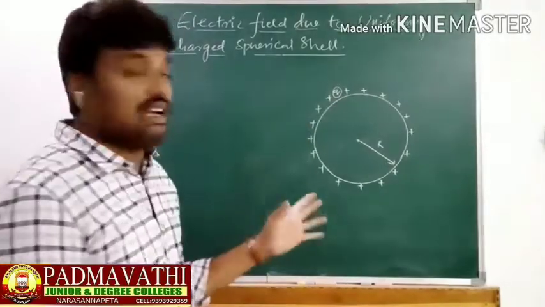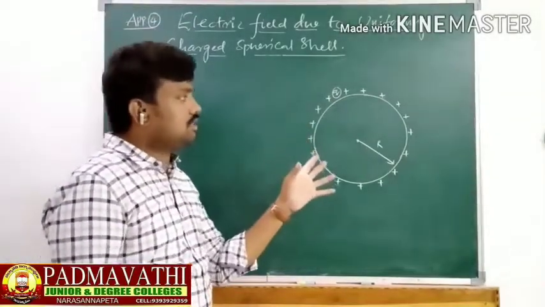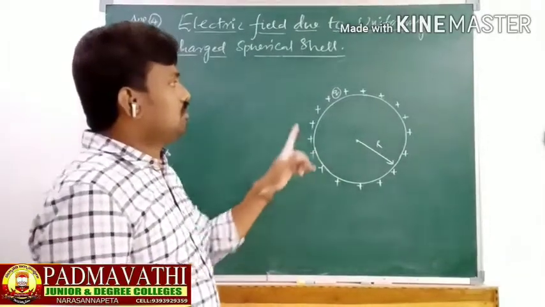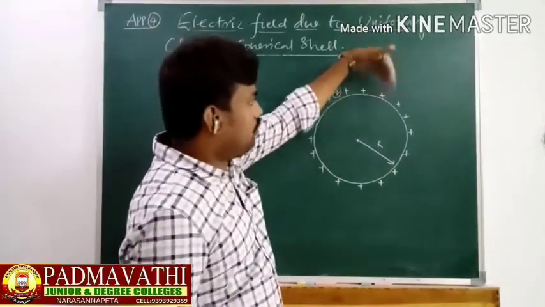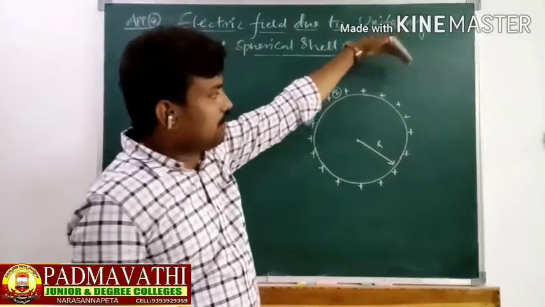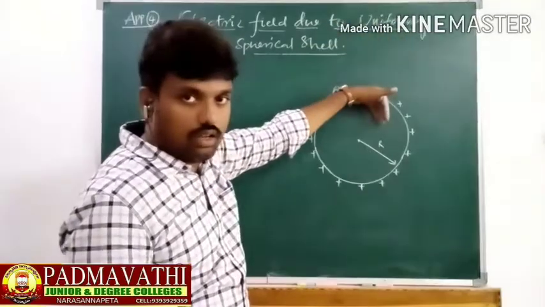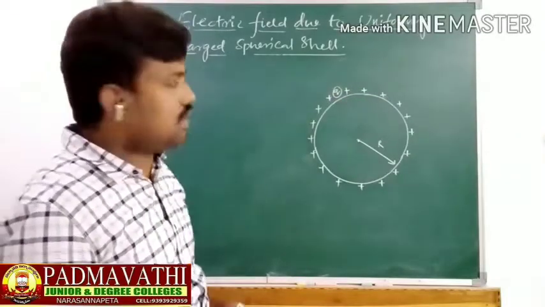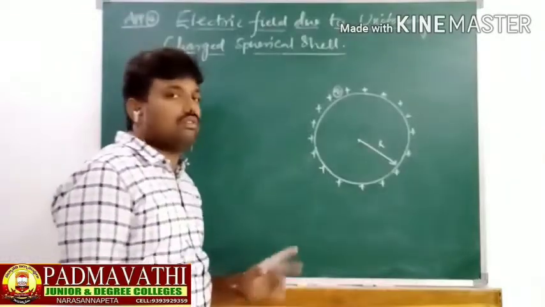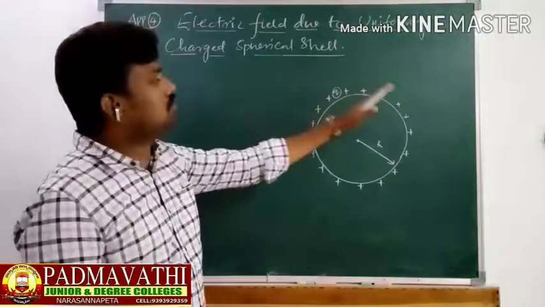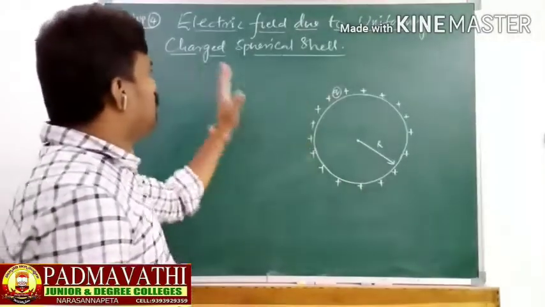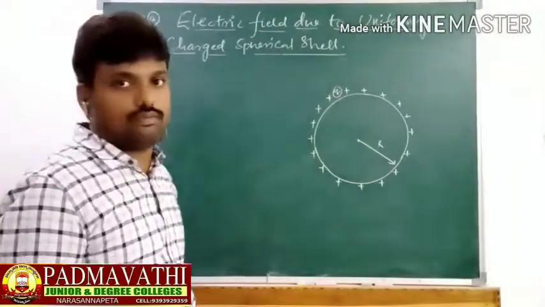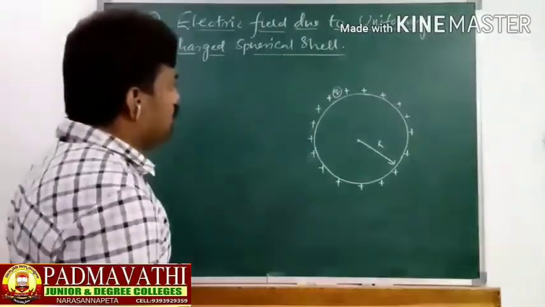So we are going to have three cases here. The point may be outside the shell, or the point may be on the shell, or the point may be inside the shell. So we can expect three cases here to find out the electric field due to this uniformly charged spherical shell.